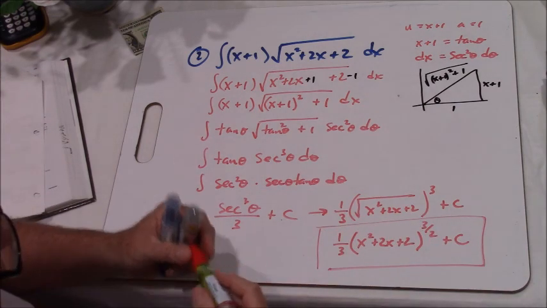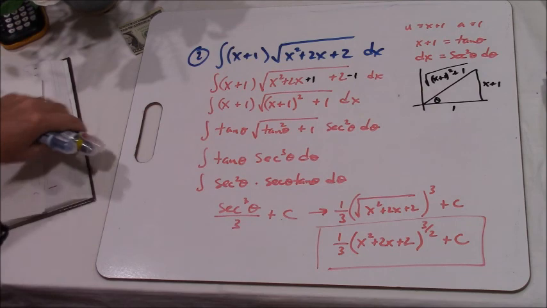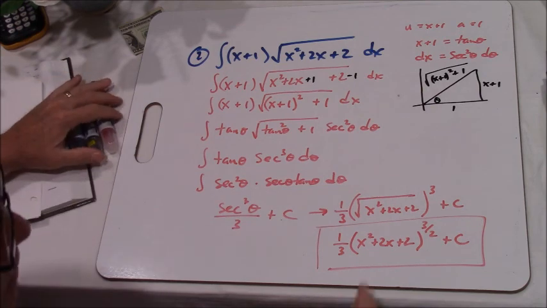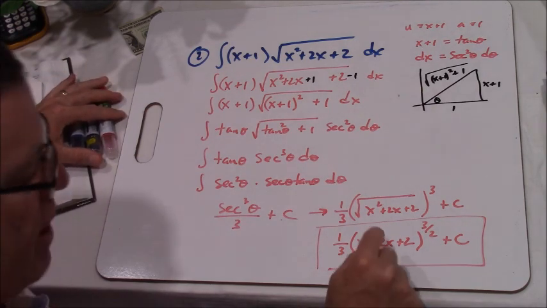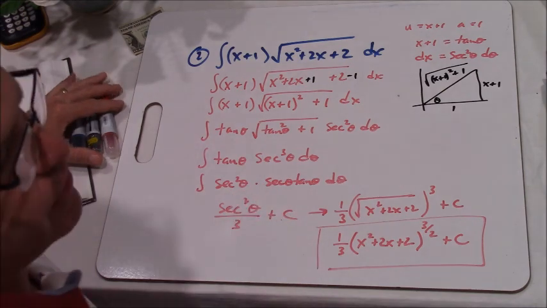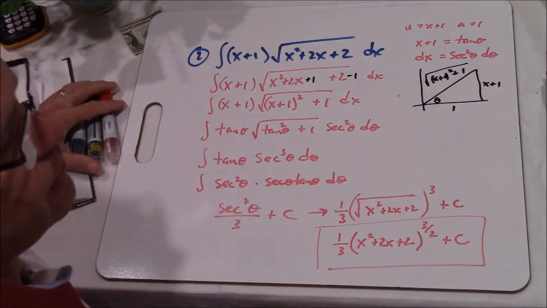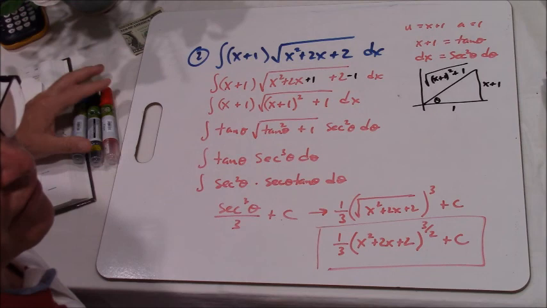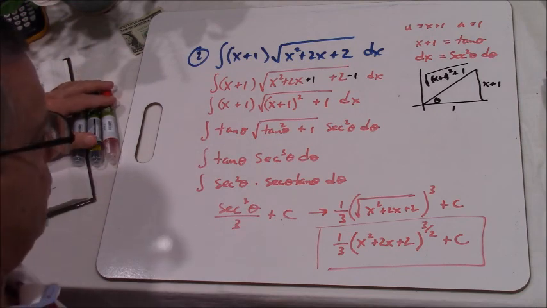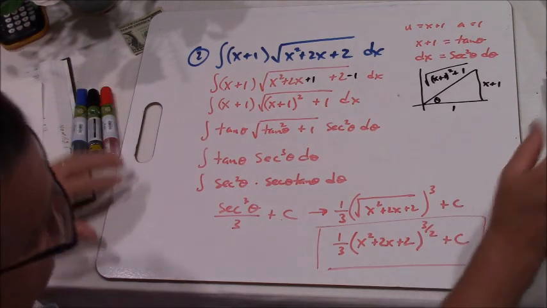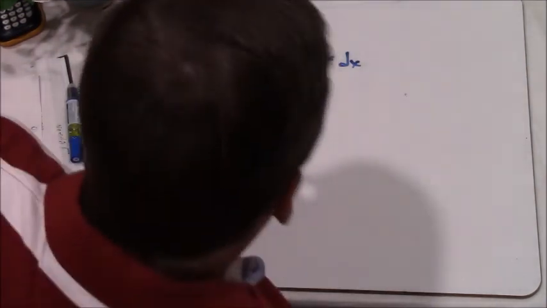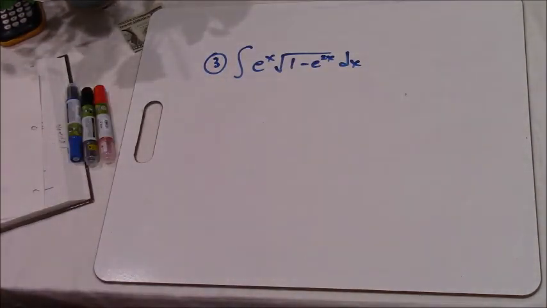There it is. And again, check that on the calculator. If for some reason you get something that looks a little different, graph this answer and the calculator answer, and if those two graphs are identical, then you know you got it right. All right, let's try one more. All right, let's go ahead and try this one.